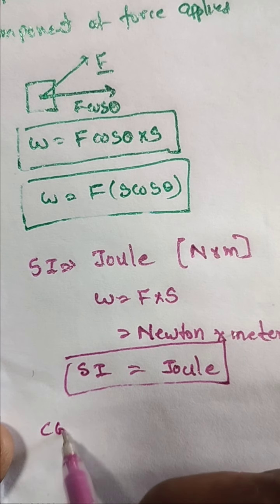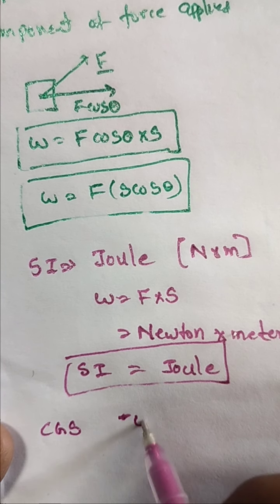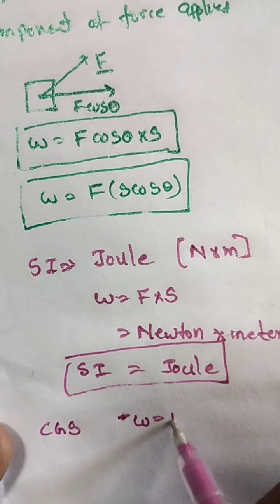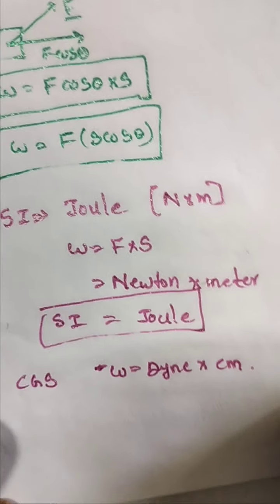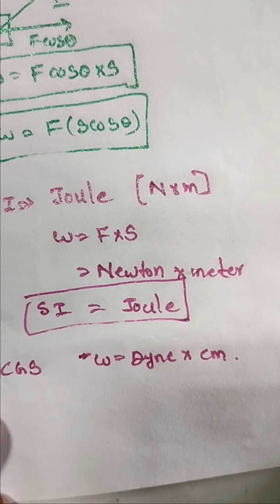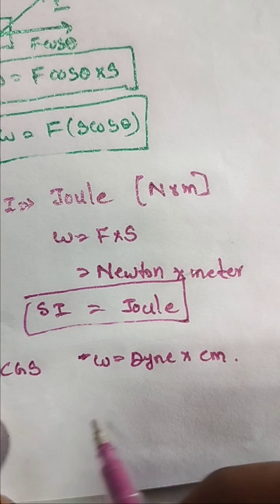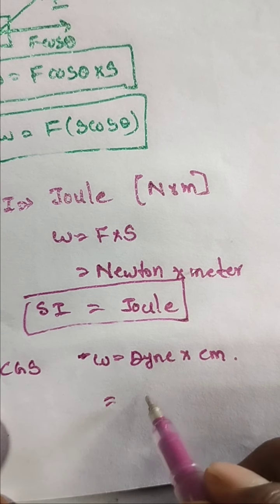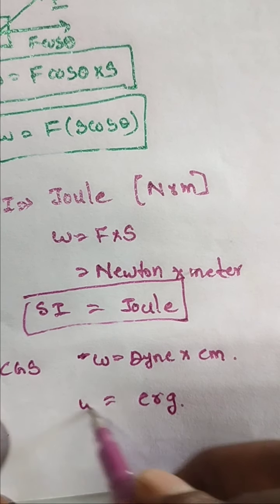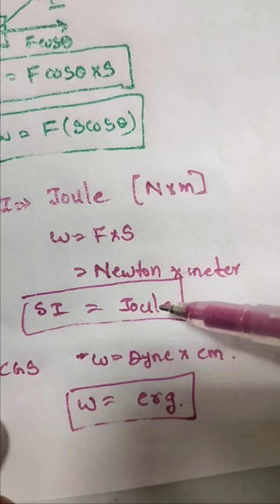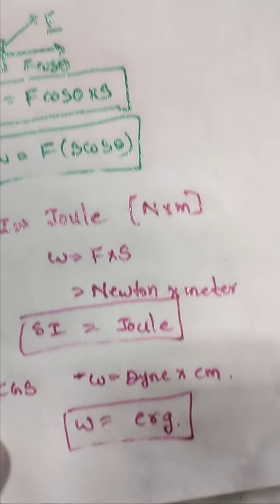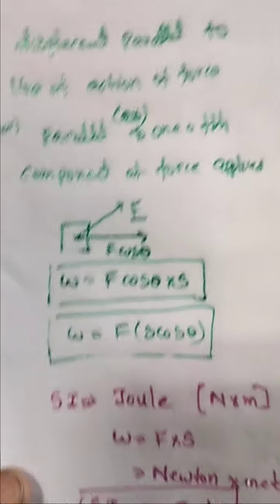So what is the CGS unit? The same thing: W is equal to force into displacement, where force is in dynes and displacement is in centimeters. So in CGS units, work done is dyne into centimeter, and this is called erg. So this is the CGS unit. The SI unit is joules and the CGS unit is ergs. So this is called work. Define the work: what is the equation of work, what is the SI unit, and what is the CGS unit?